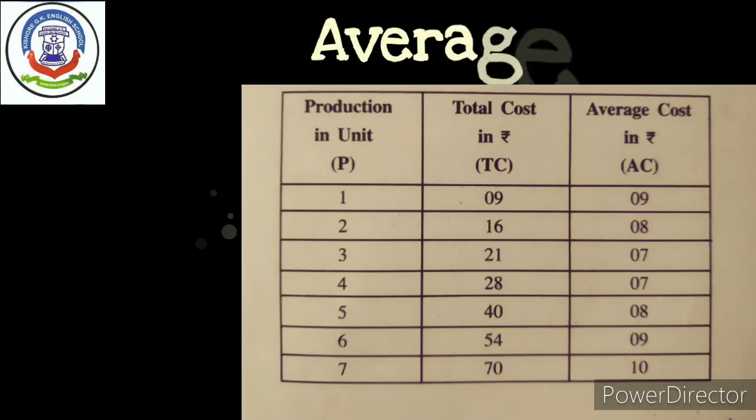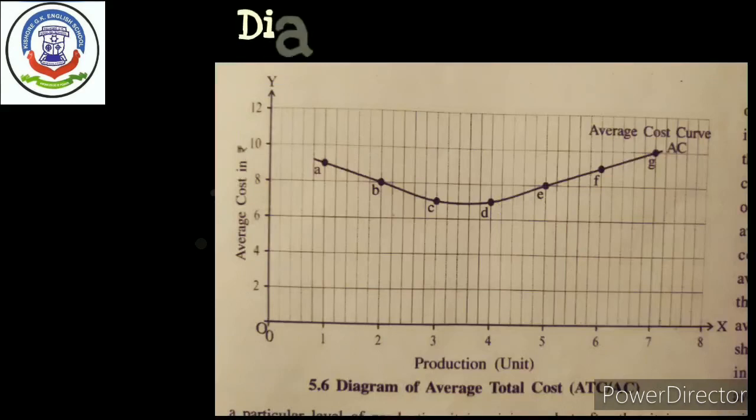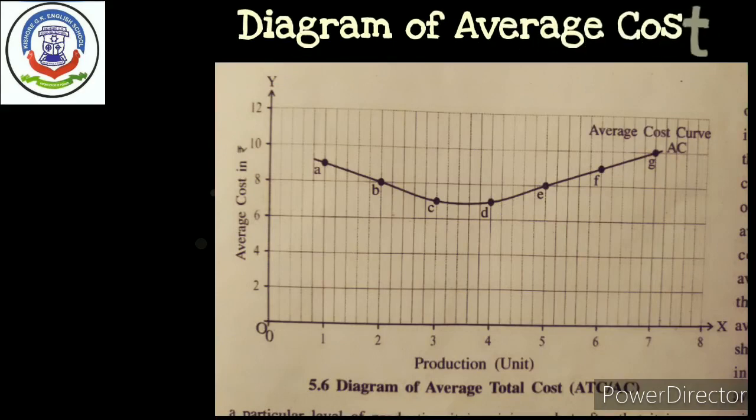In the schedule, as the level of output increases, the total cost rises, but initially the average cost falls, then remains constant, and subsequently rises. In the diagram, output is on the x-axis and average cost on the y-axis. Initially, with an increase in production, the average cost decreases. Then, at a particular level of production, it is minimum, but after that, it increases with an increase in production. So, the average cost curve becomes U-shaped.